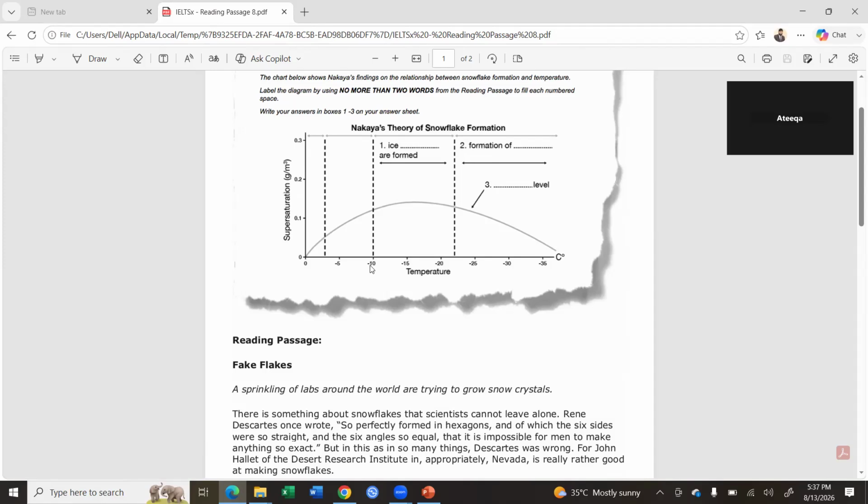You can use this information given and try to find your answer. So the question is ice dash are formed between minus 10 and minus 22 degrees C. So that is what? Ice flowers, right? Ice flower. Is it clear?